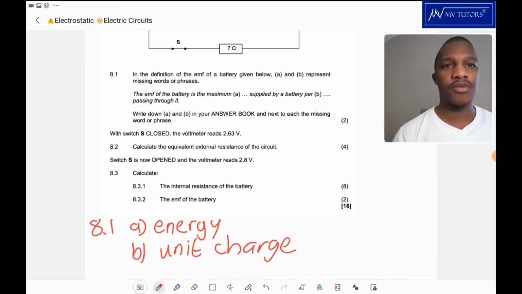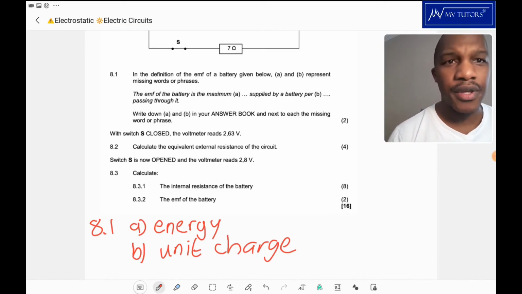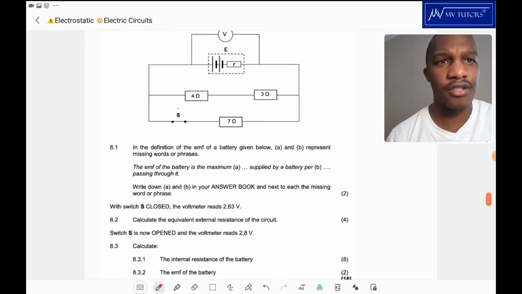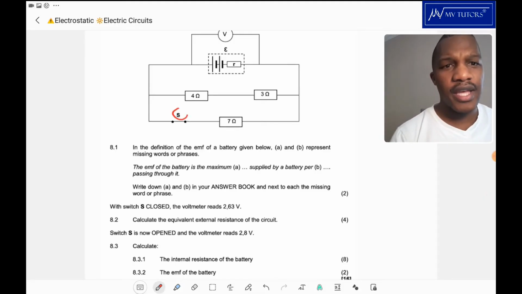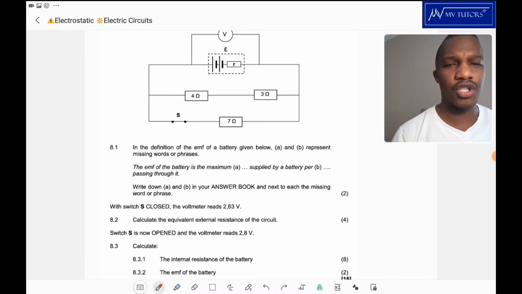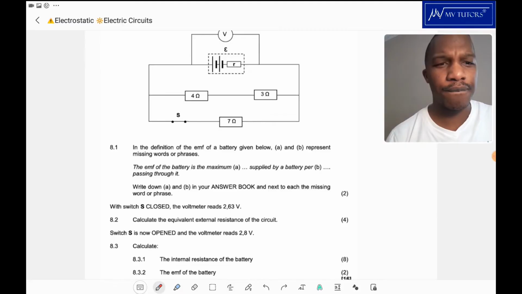Now let's continue with this. With switch S closed, let's go ahead and find S. Aha, there is S over there. So what's happening there is that the switch is closed. Now, what happens when the switch is closed? I want you to go with me here.